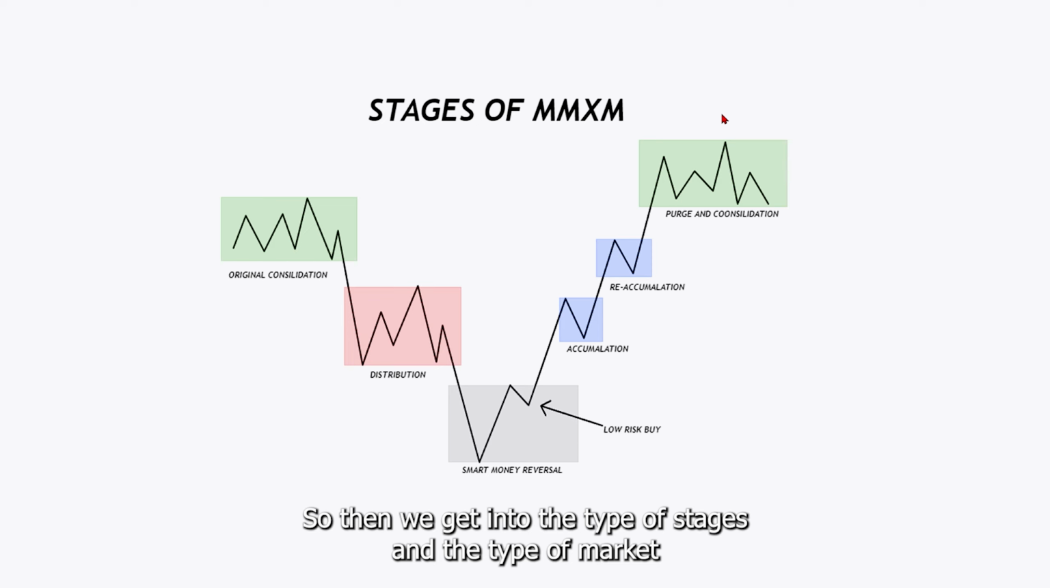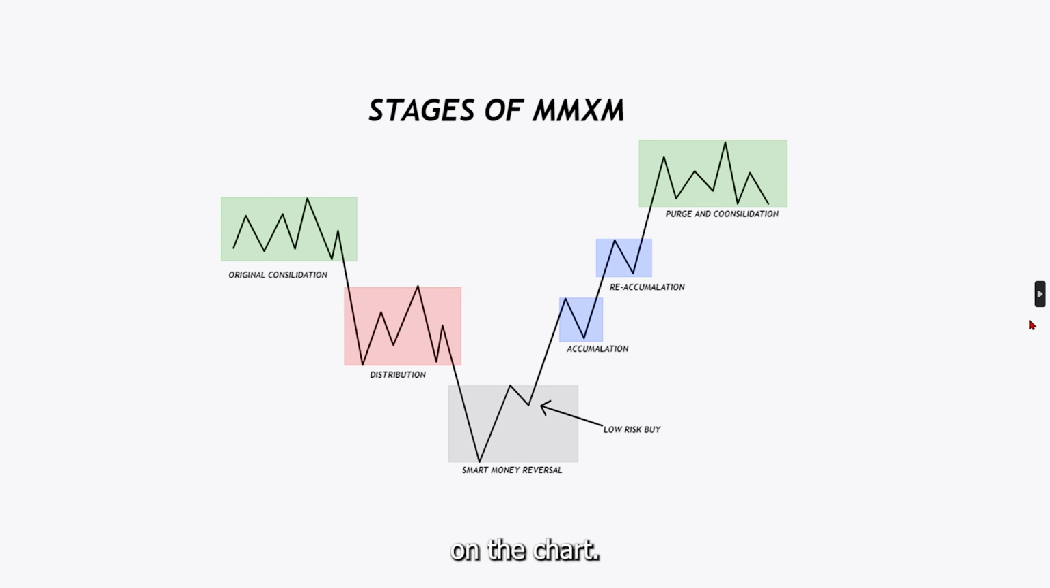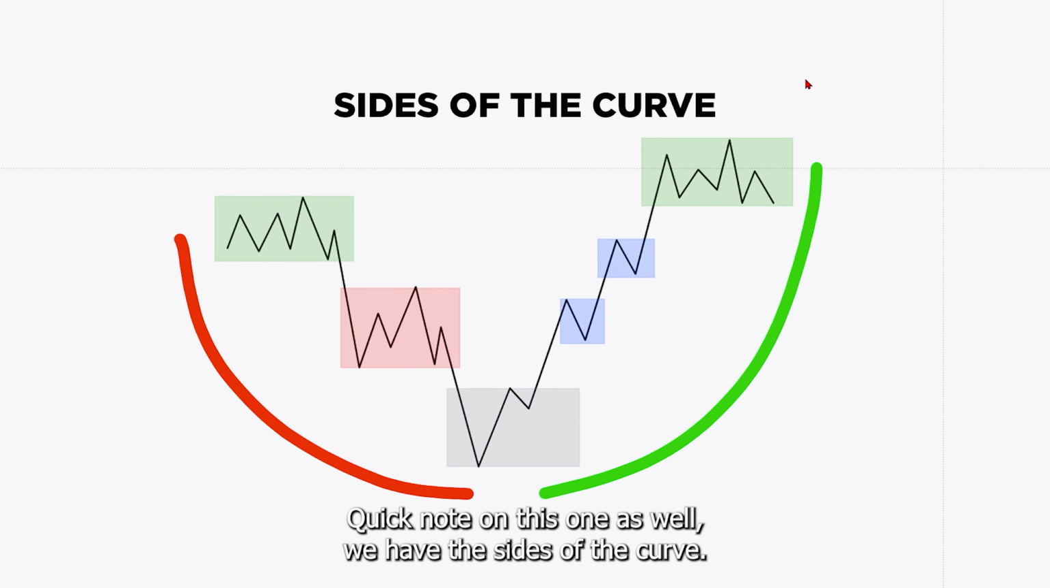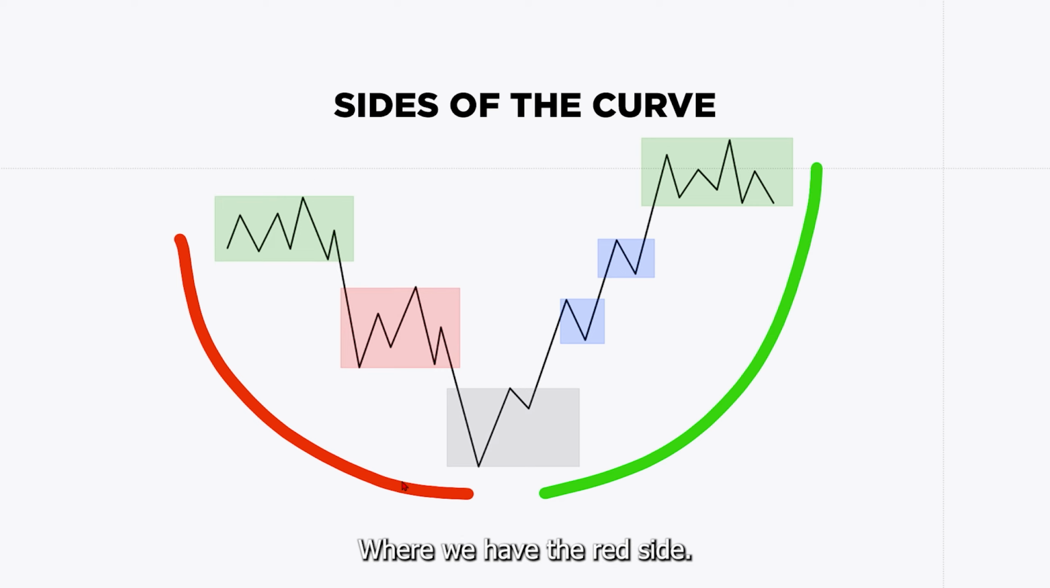So let me get into the types of stages and the types of market maker models that you can use and see happen on the chart. Quick note on this one as well, we have the size of the curve where we have the red side.